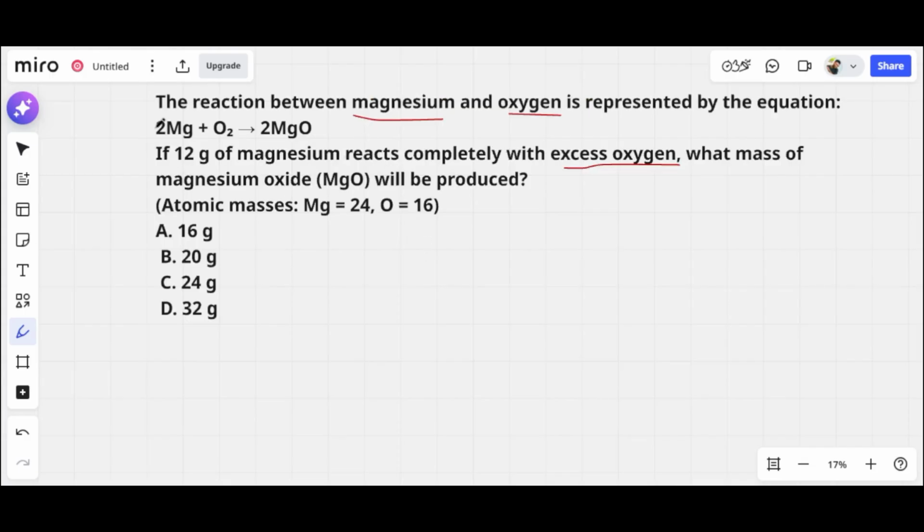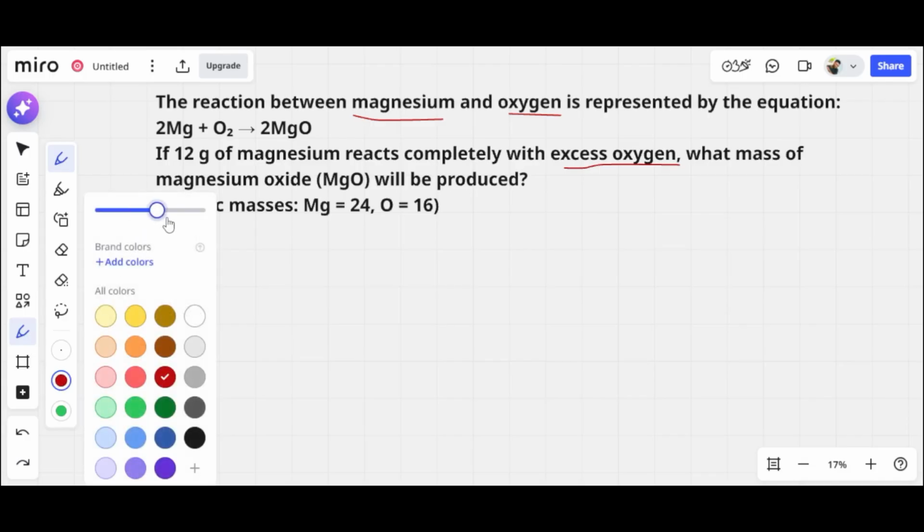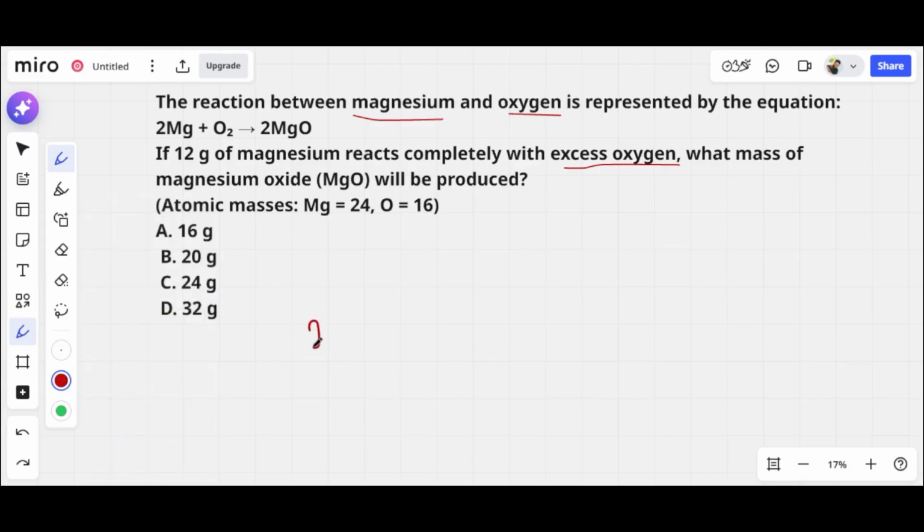So first, you need to write out the balanced chemical equation. Excuse me, let me make this sticker. Which you write as 2Mg plus O2 to give you 2MgO, with 2 as the coefficient.